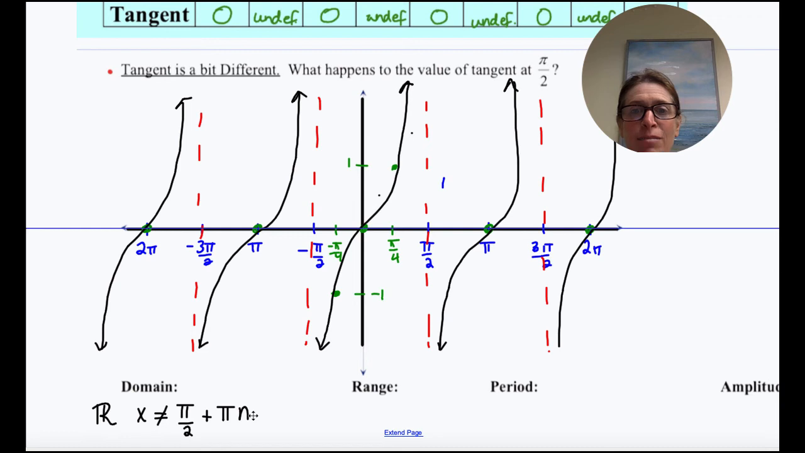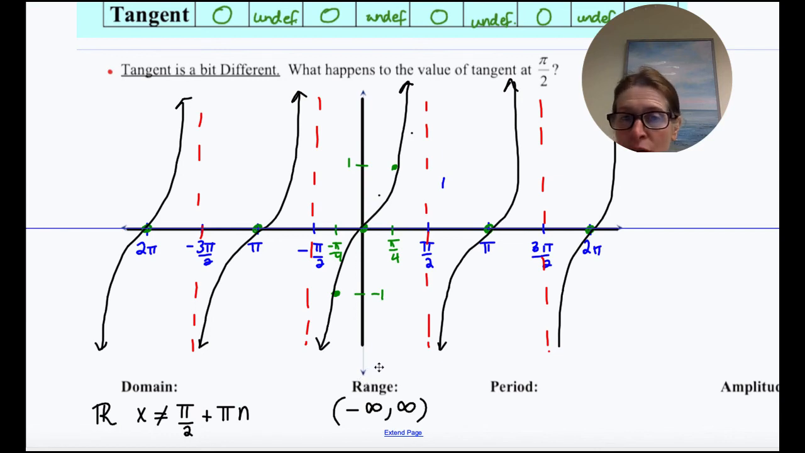N is the number of times I add pi. And that means there will be an asymptote every pi from pi over 2, both in the negative and the positive direction. The range, hopefully you're already seeing it, is actually all real numbers because it's going to hit every y coordinate on the axis.